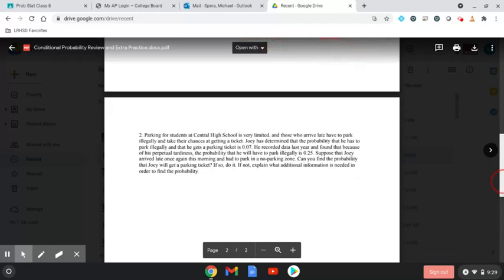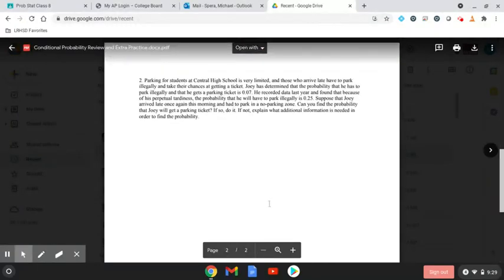All right, so parking for students is very limited. Those who arrive late have to park illegally and take their chances getting a ticket. Joey has determined the probability that he has to park illegally and that he gets a parking ticket is 0.07. He recorded data last year and found that because of his perpetual tardiness, the probability that he will have to park illegally is 0.25. Suppose that Joey arrived late once again and had to park in a no parking zone. Can you find the probability that Joey will get a ticket? If not, explain what additional information is needed in order to find the probability.